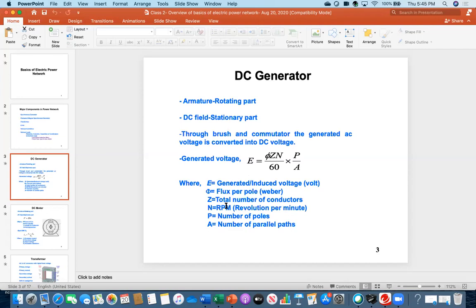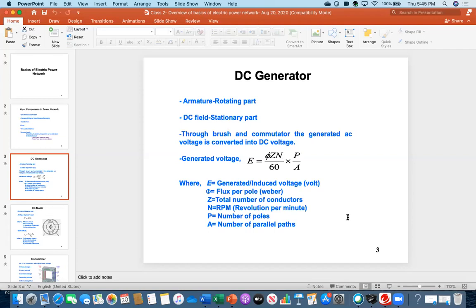Capital Z is called the total number of conductors. You see that I place the coil on that armature body. How many total conductors? If you put more conductors, then you will get more voltage. N is called RPM, the revolutions per minute, the speed of that shaft. And P is called the number of poles, meaning North Pole and South Pole. And A is called the number of parallel paths.